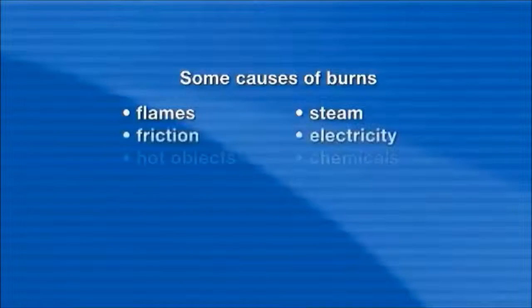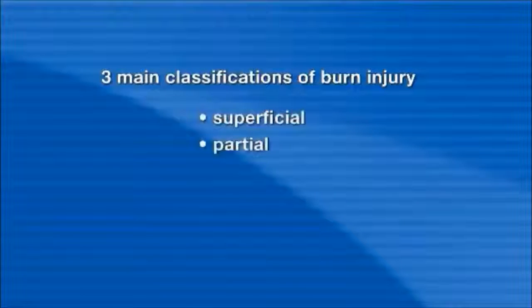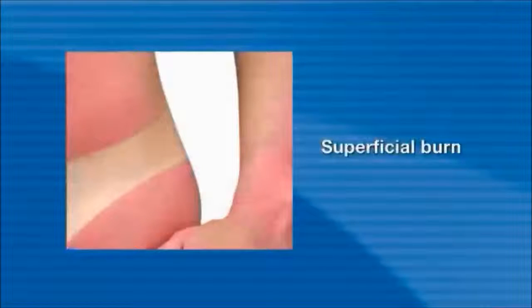Burns can be caused by exposure to flame, heat or other forms of radiation, contact with hot or extremely cold objects, liquids or gas, or contact with chemicals. There are three main classifications of burn injury: superficial, partial and full thickness burns. A superficial burn is where only the top layer of the skin is involved, such as sunburn. This usually heals well and should not require medical attention unless it covers more than 10% of the body.